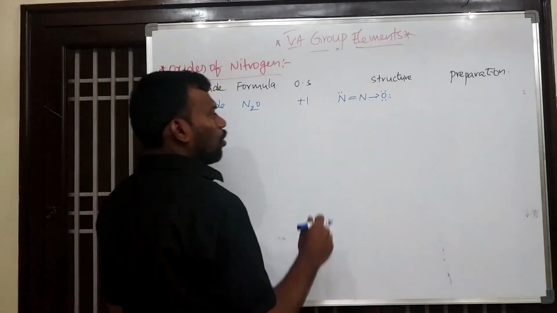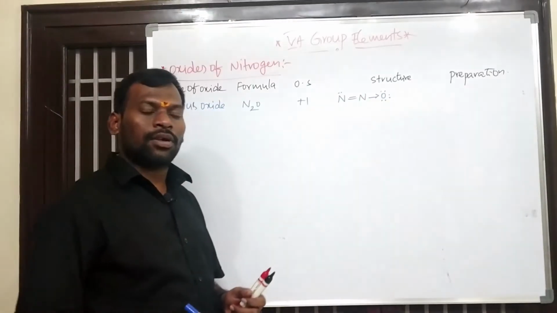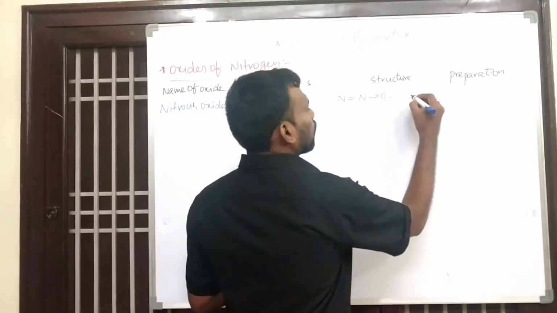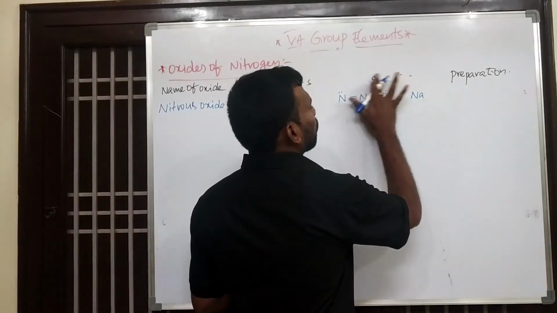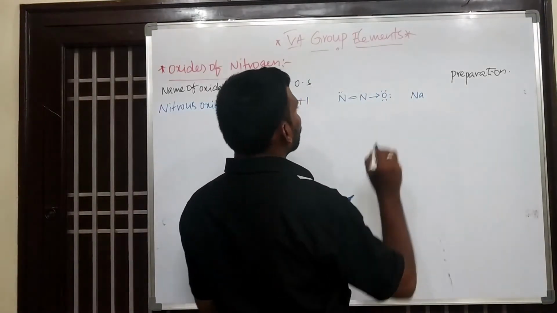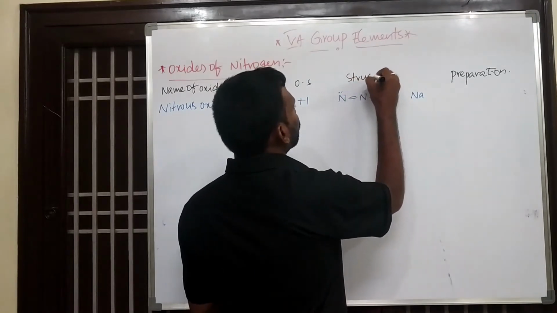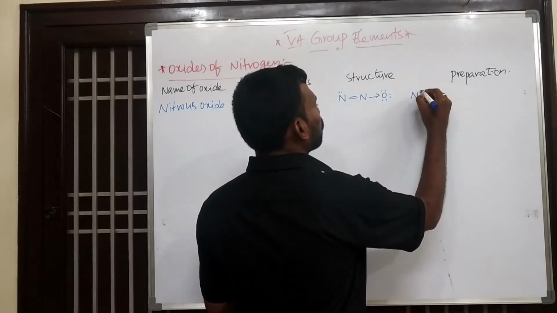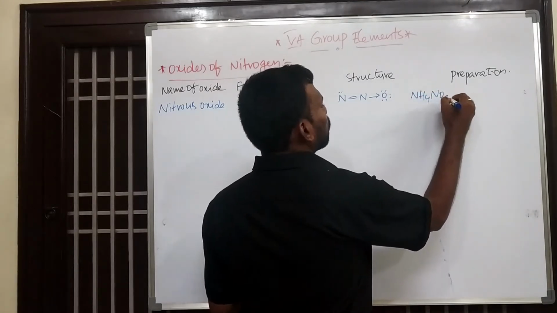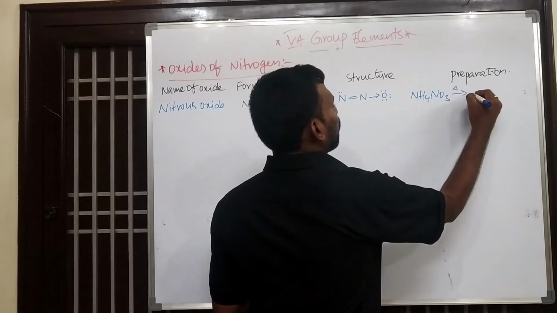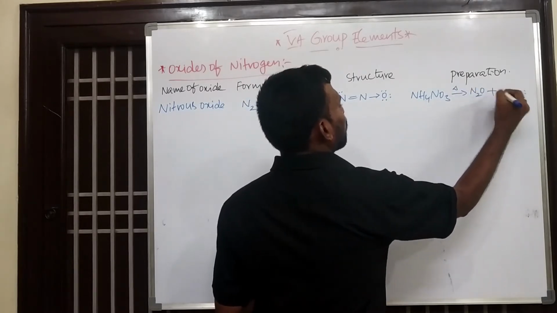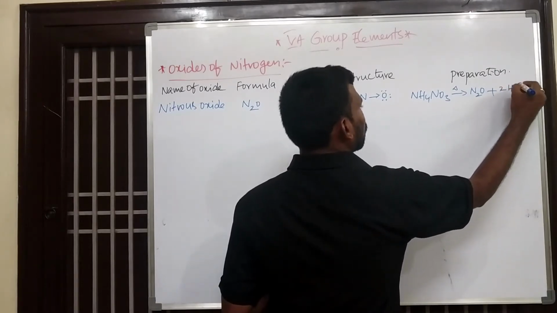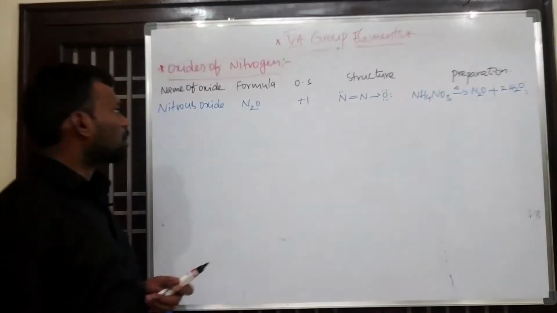And how is nitrous oxide prepared? Nitrous oxide can be prepared by heating ammonium nitrate. So ammonium nitrate, NH4NO3, undergoes strong heating. It forms N2O, nitrous oxide, and 2H2O. So this is the preparation of nitrous oxide.